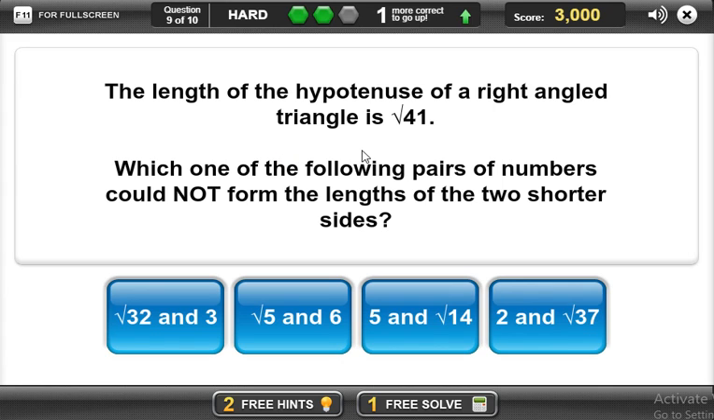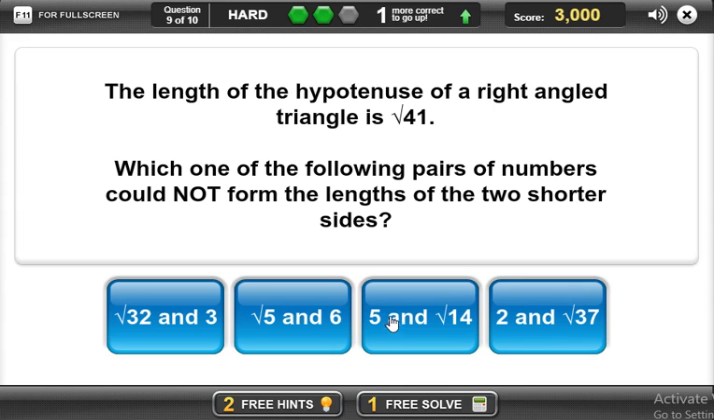Okay, we're doing the same thing here. Right, so we've got another one here. Square root of 32 squared is 32. And then 3 squared is 9. So it's going to give us 41 altogether. That's okay. Square root of 5 squared is just 5 plus 6 squared, which is 36. So 36 plus 5 is 41.